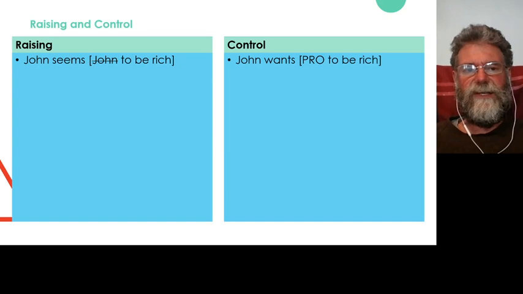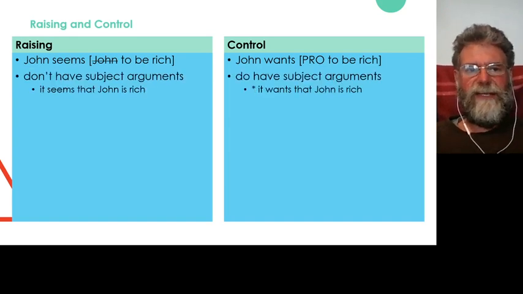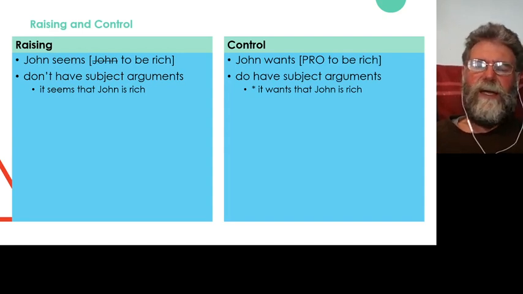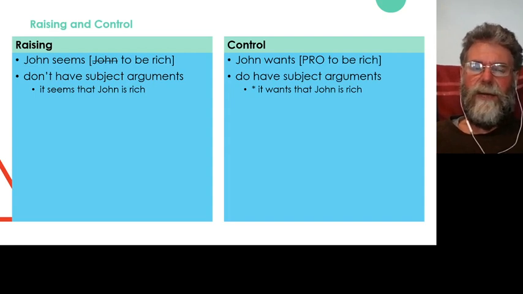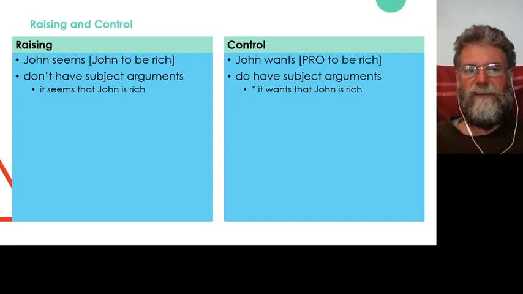Let's have a look at some differences in the behaviours of raising and control constructions then. So we'll stick with the same examples: John seems to be rich and John wants to be rich. Now, as we've said, a raising verb doesn't have its own subject, and therefore, under the right circumstances, basically when the clause complement of the verb is finite, we will be able to insert a meaningless subject into that IP specifier position.